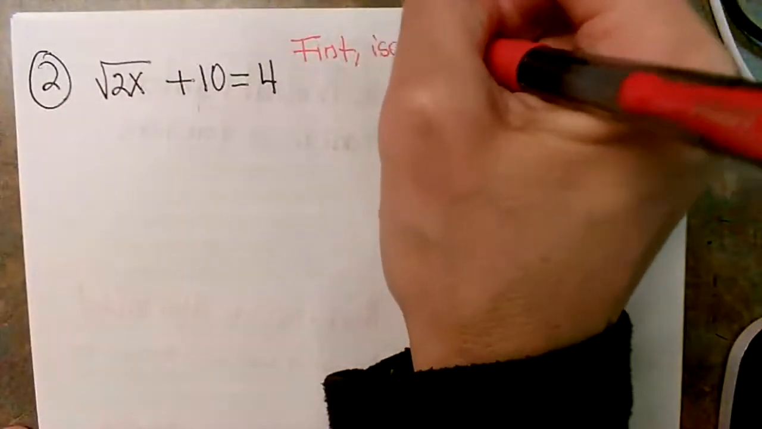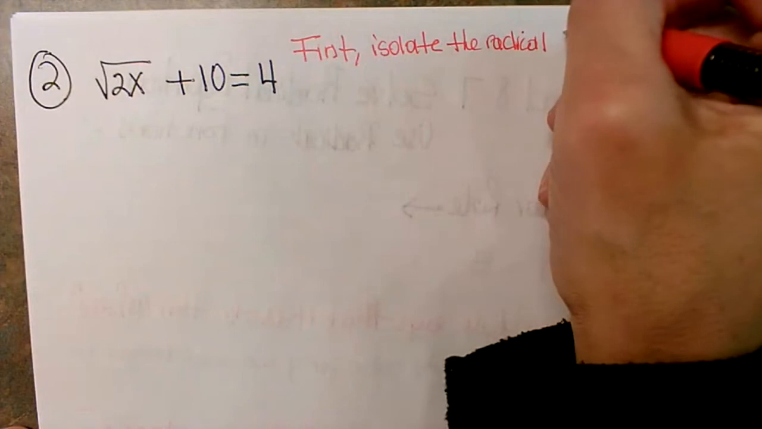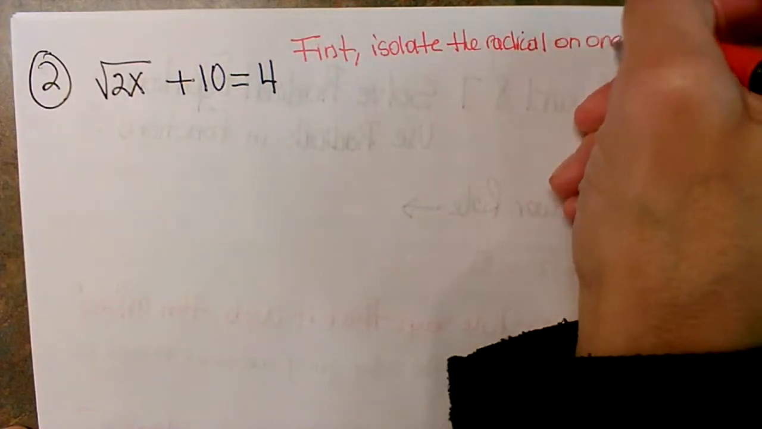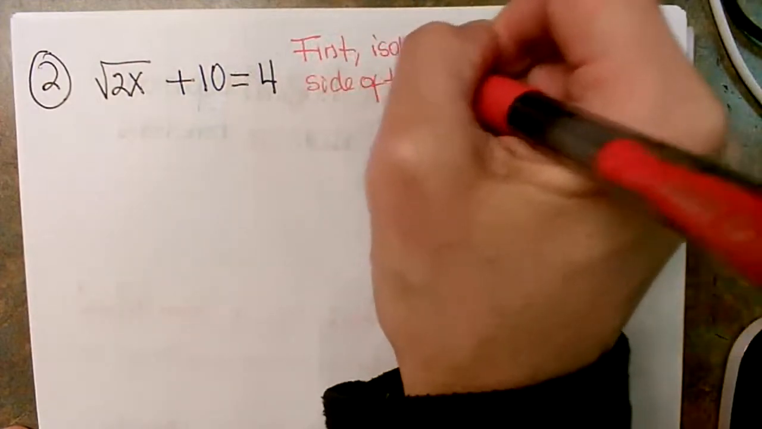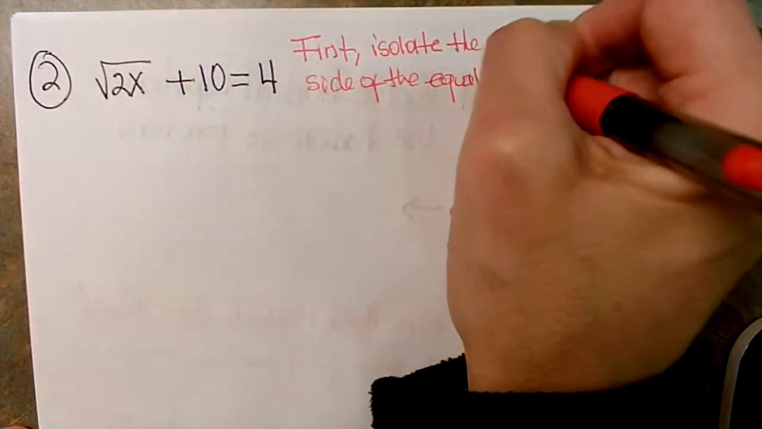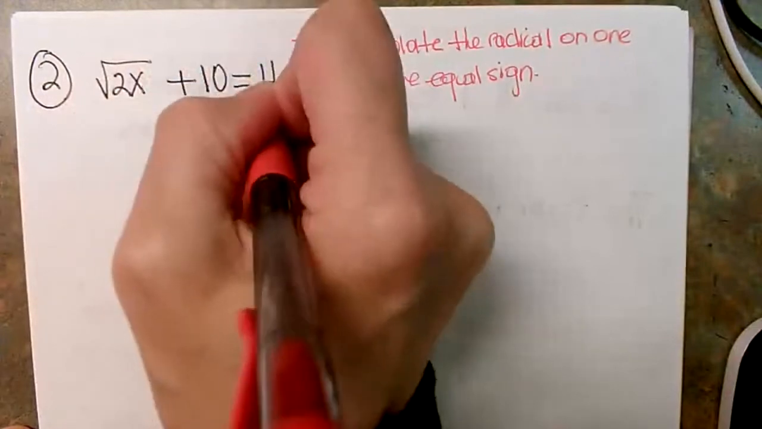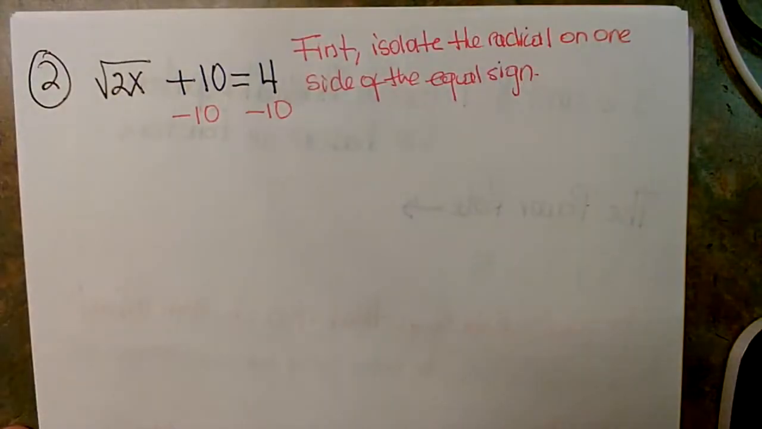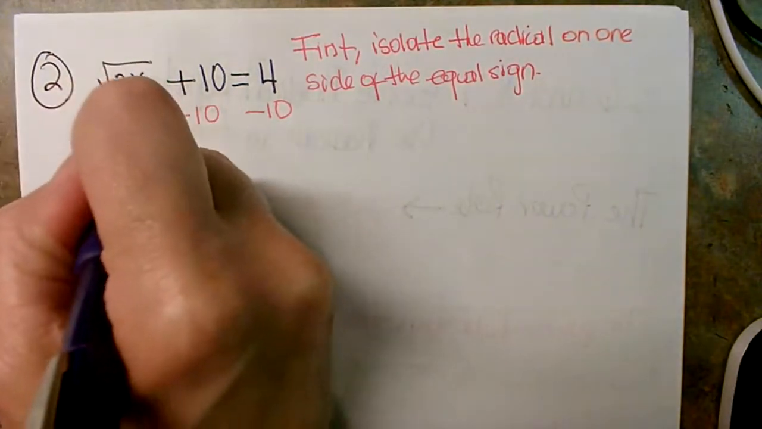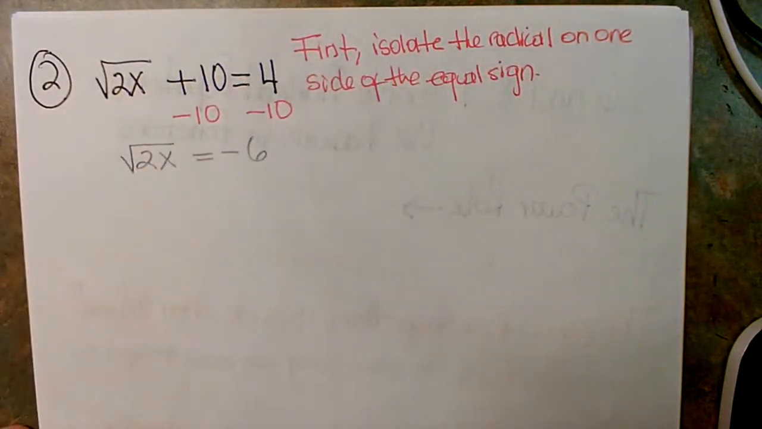So first, isolate the radical on one side of the equal sign. Okay, so let's do it. And we get the square root of 2x equals negative 6, right?